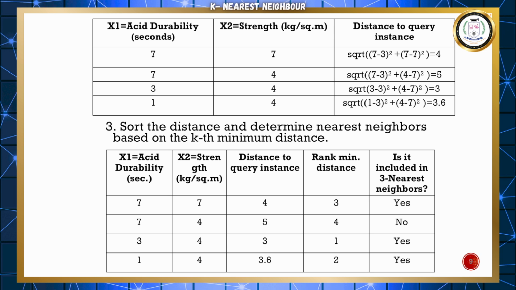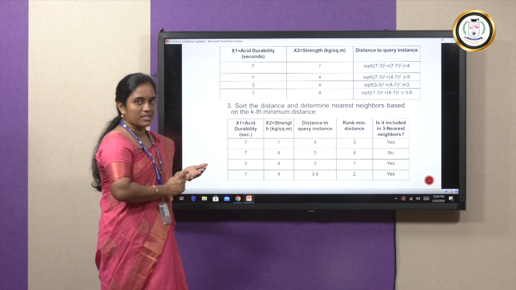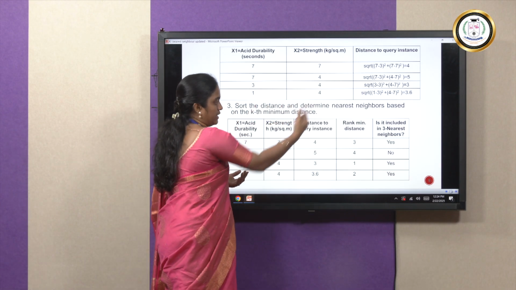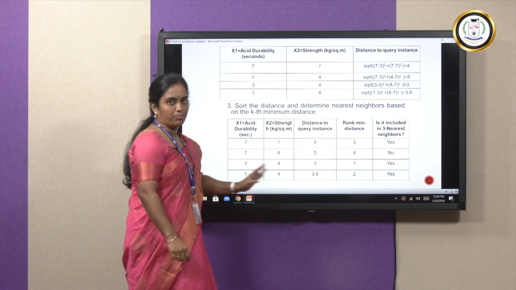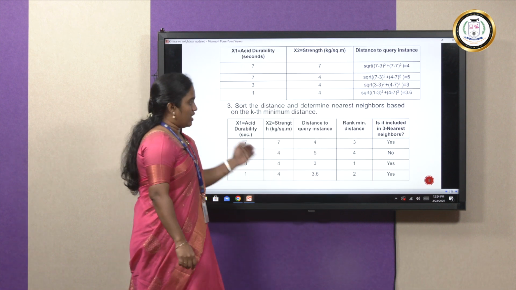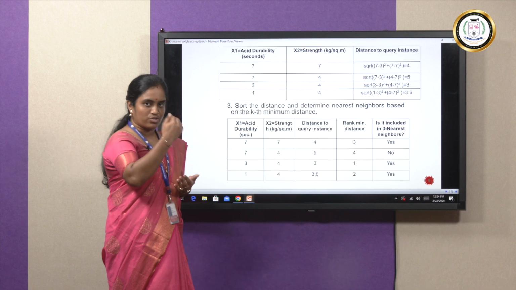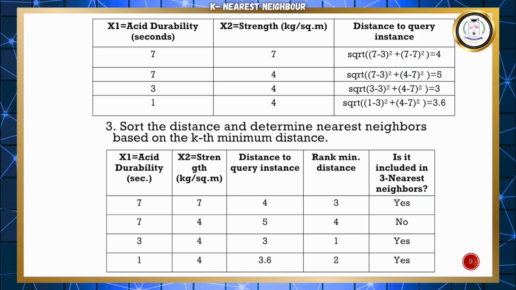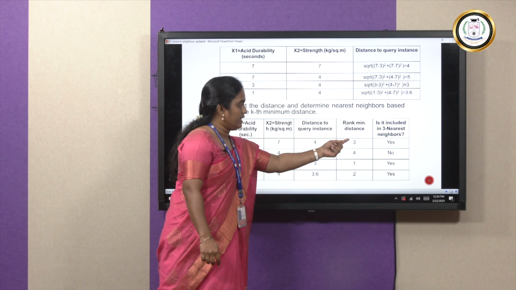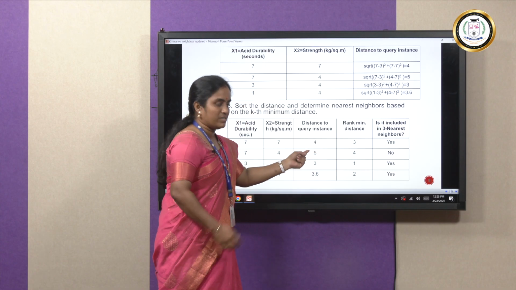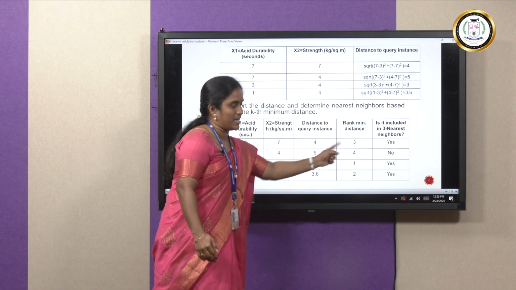So we have the distance between the given point 3 comma 7 and each and every point, and we have calculated them to be 4, 5, 3 and 3.6 respectively. Now the next step is to sort and rank them. The least distance is 3, so it is given rank 1. The next least distance is 3.6, so it is ranked 2. Similarly, 4 is ranked 3, and 5 is the greatest distance, so it is ranked 4.